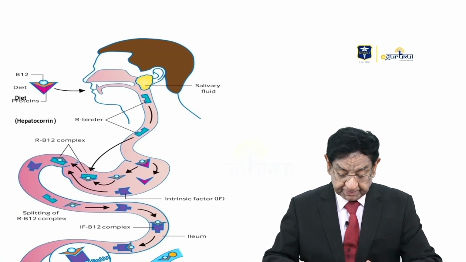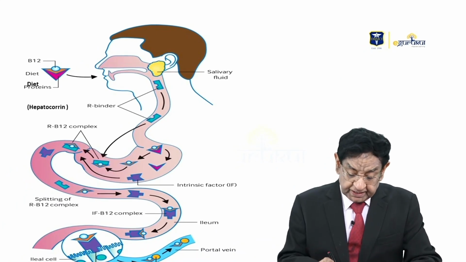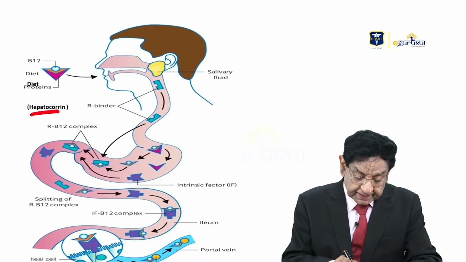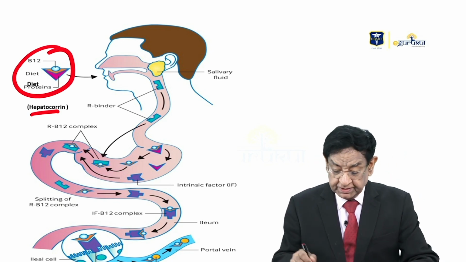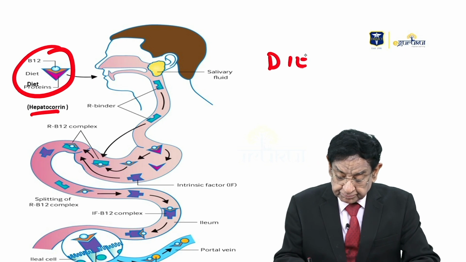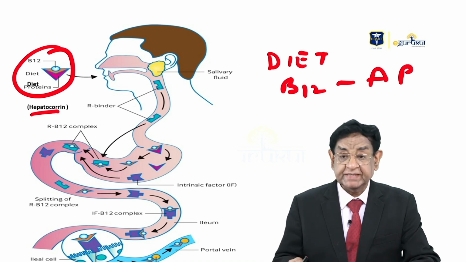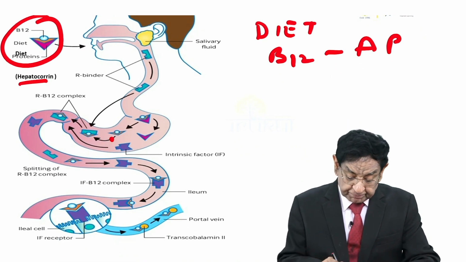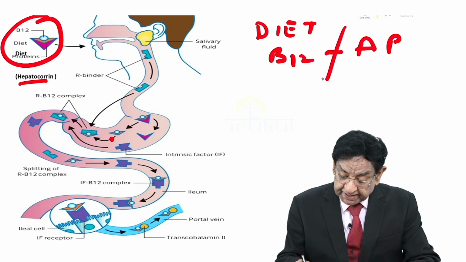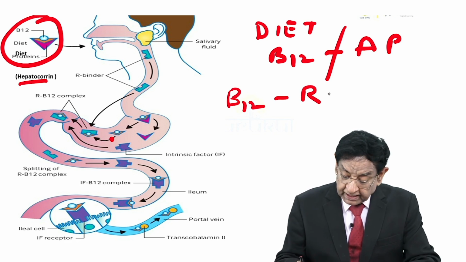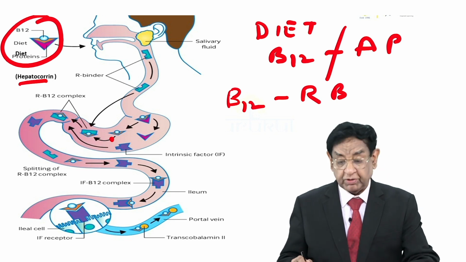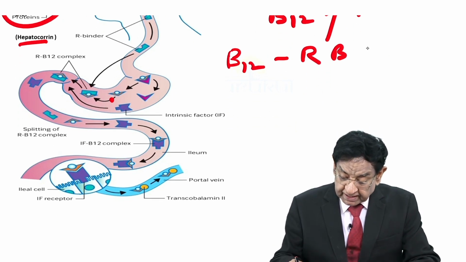Well, let's learn the basic concept. In the saliva, we get haptocorrin. In the diet, B12 is attached to animal protein. When they come to the stomach, HCl breaks down this combination, and now B12 gets attached to the R binder, so-called haptocorrin, and this happens in the stomach.